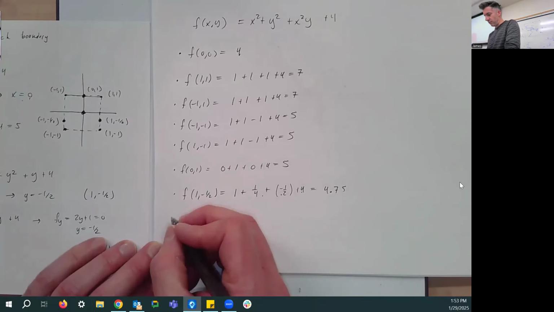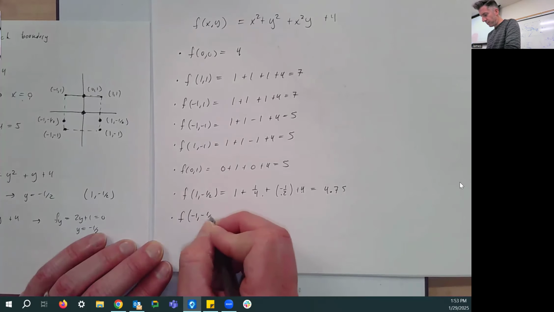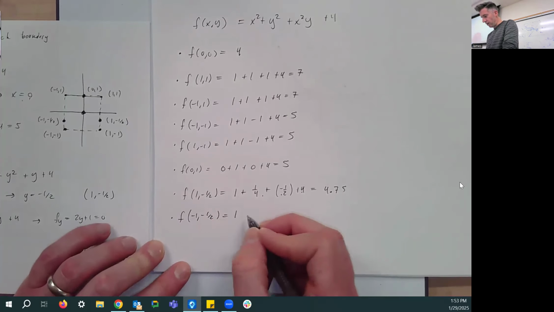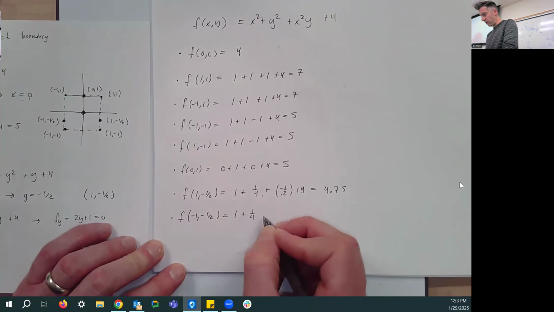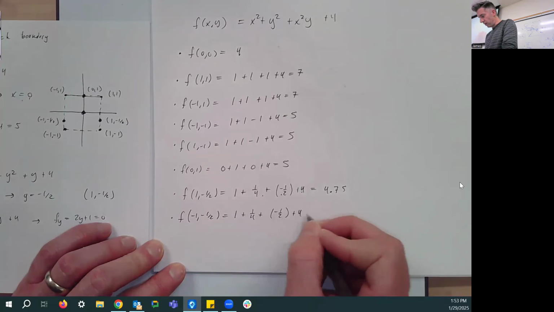And I think it's the same when you plug in negative 1 half. Because you're still going to get negative 1 squared plus negative 1 half squared. But then you're going to have still 1 times the negative 1 half, which is a negative 1 half plus 4. And you get the same thing.